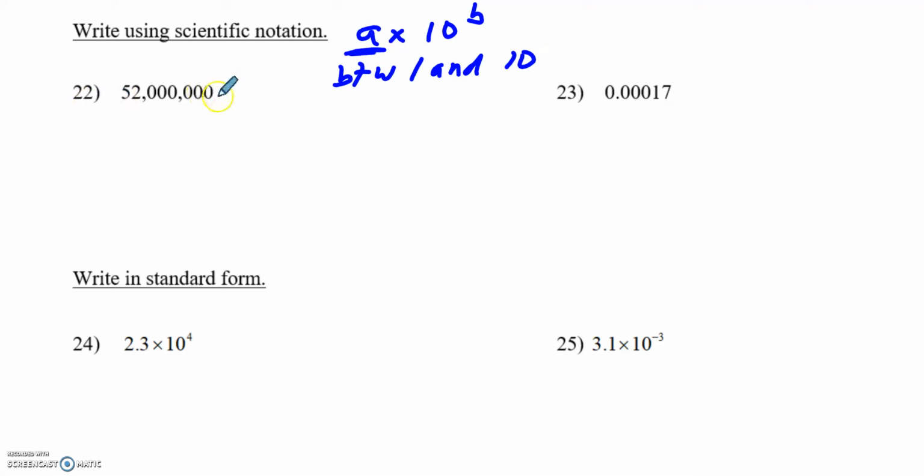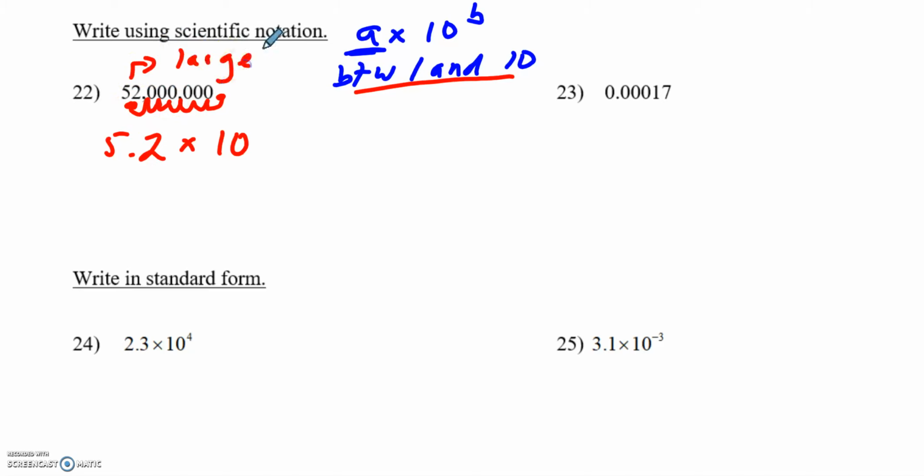So number 22, my decimal point is currently after this 0, and so we need this number to become between 1 and 10. So we'd have to move the decimal over 1, 2, 3, 4, 5, 6, 7 times to create a number that is now between 1 and 10. Because now my number is 5.2, but we need to write times 10 to the number of spaces that we moved. So we moved 1, 2, 3, 4, 5, 6, 7 times. And because my number was originally very large or big, my exponent is a positive 7.